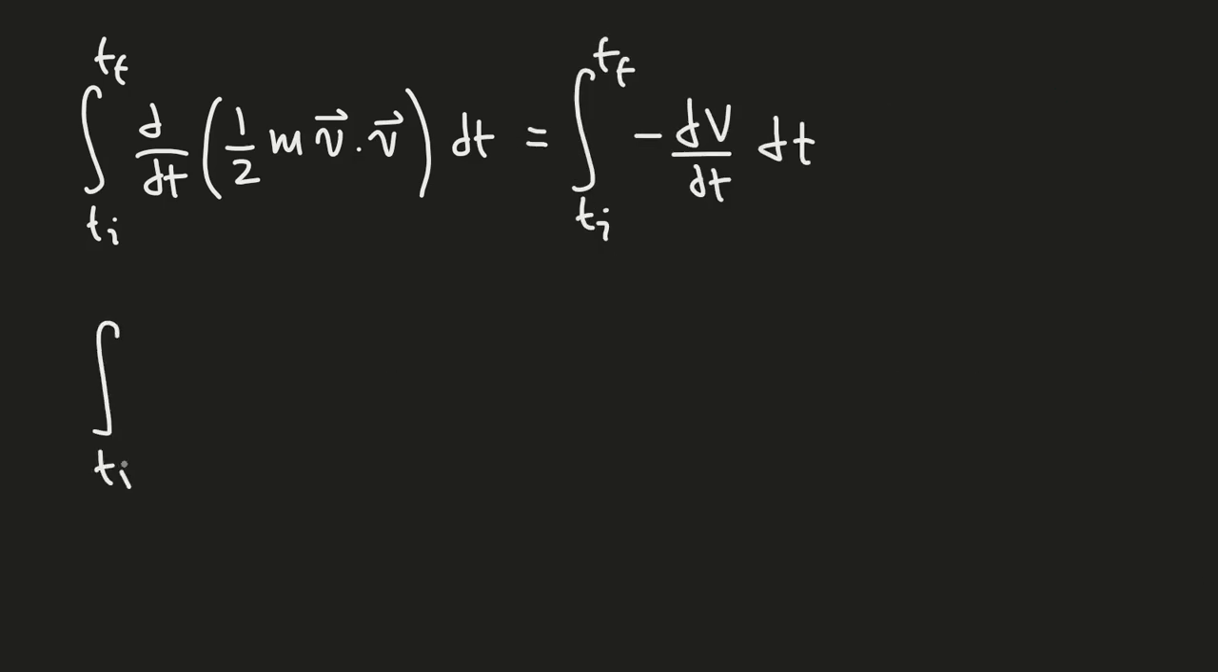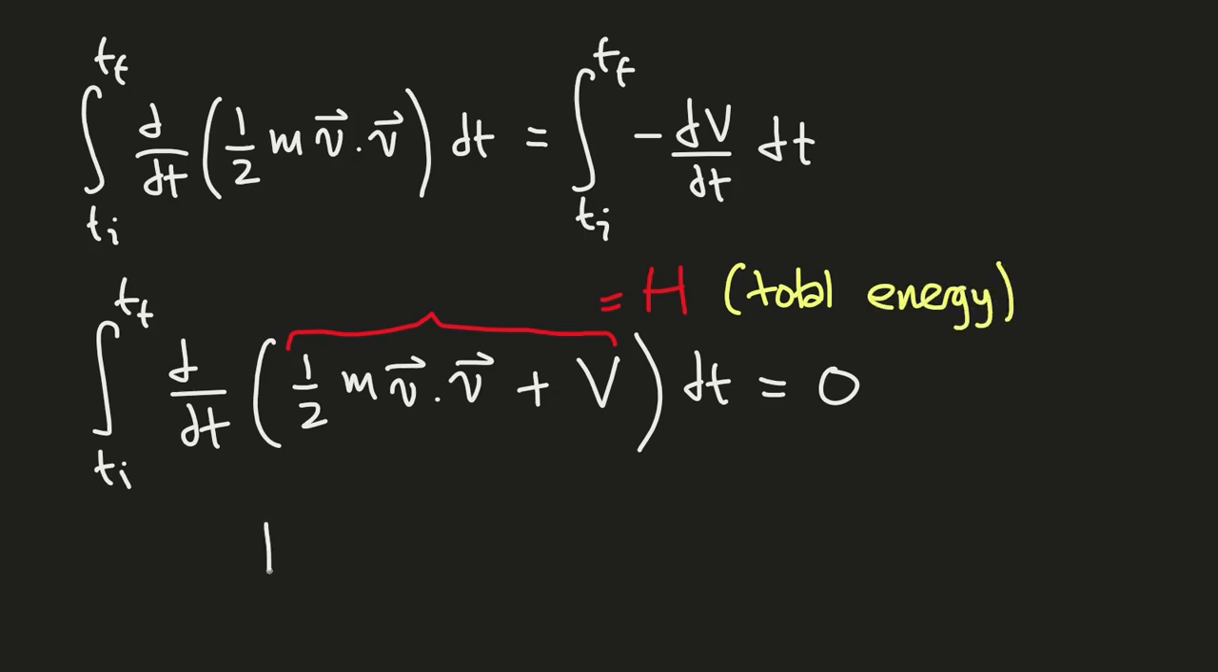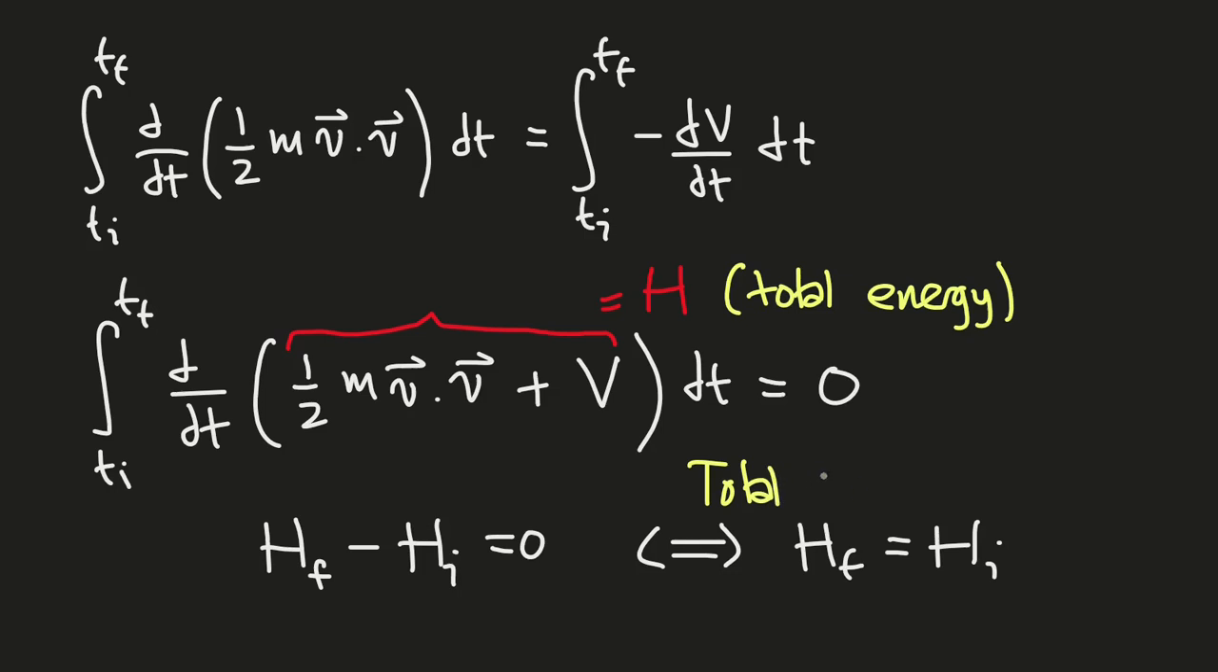Doing substitution to P like this, and by moving the right-hand side to the left-hand side, we have this equation which results in 0 on the right-hand side. Inside this differentiation, I denote this as H capital, known as total energy. It means that the result of this integral is H capital final subtract H capital initial equals 0, if and only if H capital final equals H capital initial, which is known as total energy conservation.